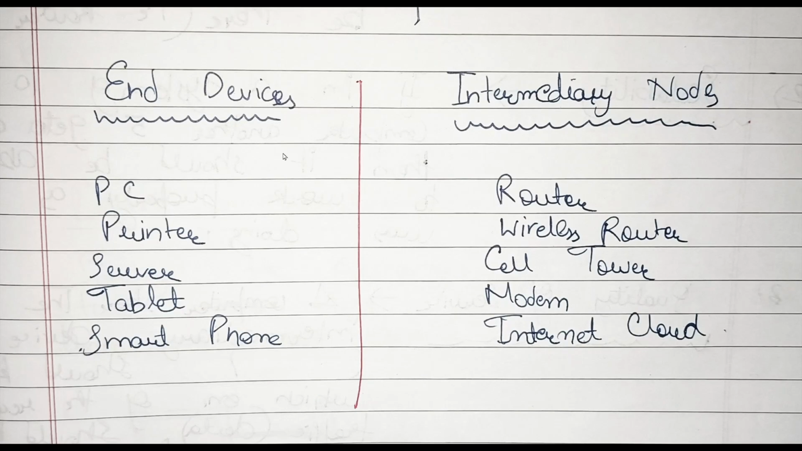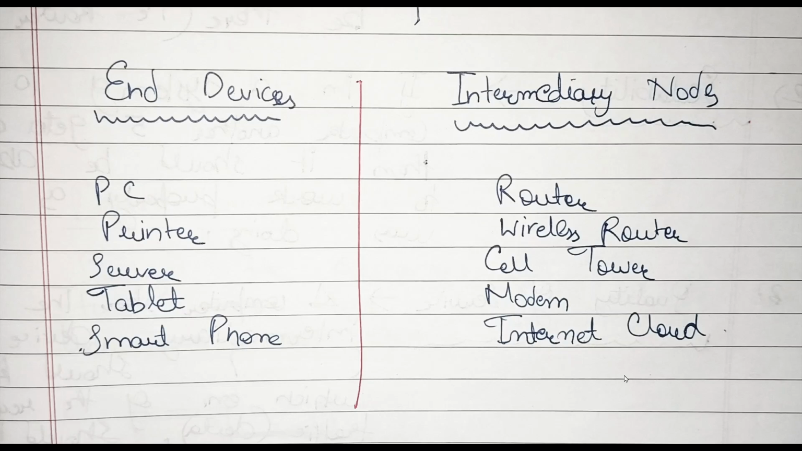Let's first see which devices are termed as end devices. So PC, printer, server, tablet, smartphone are termed as end devices. On the other hand, router, wireless router, cell tower, modem, internet cloud, these are termed as intermediary nodes or intermediate devices.